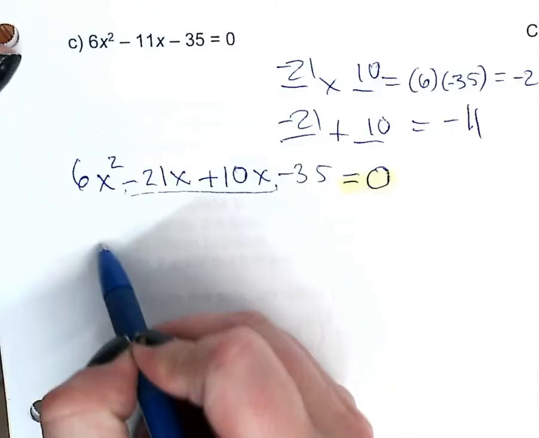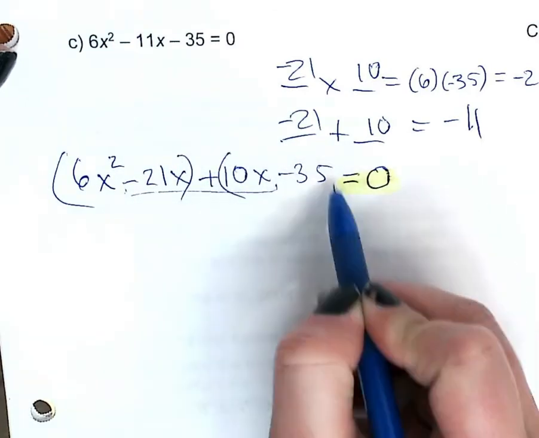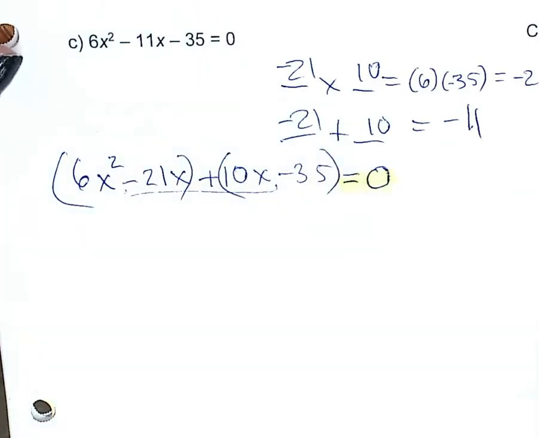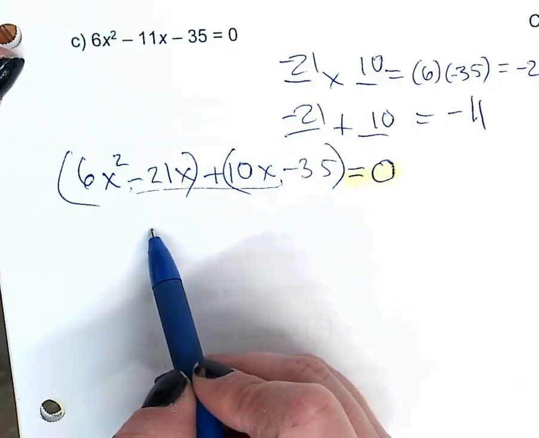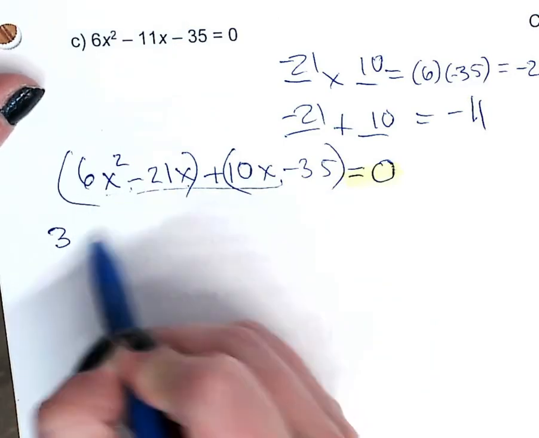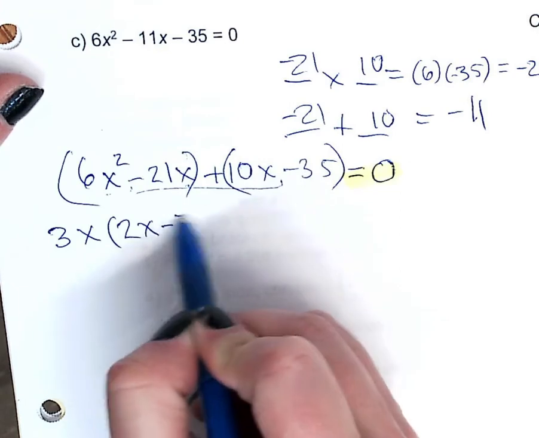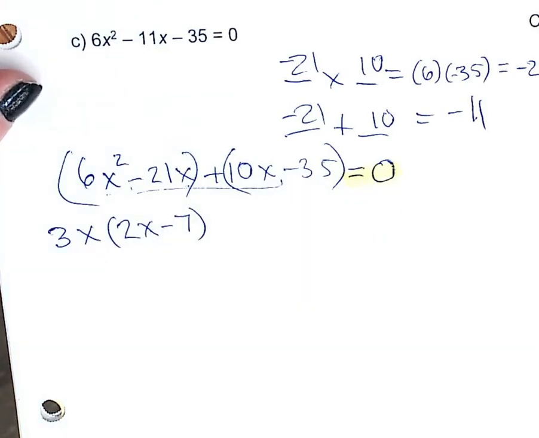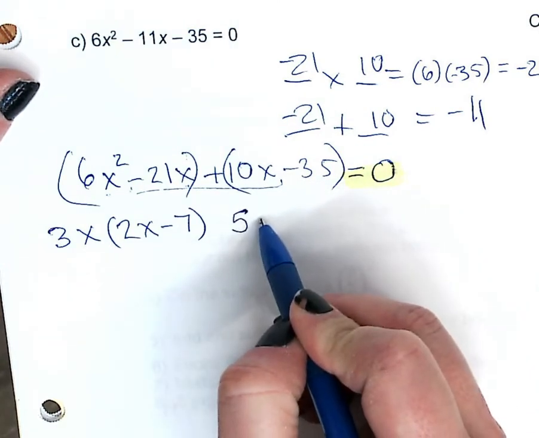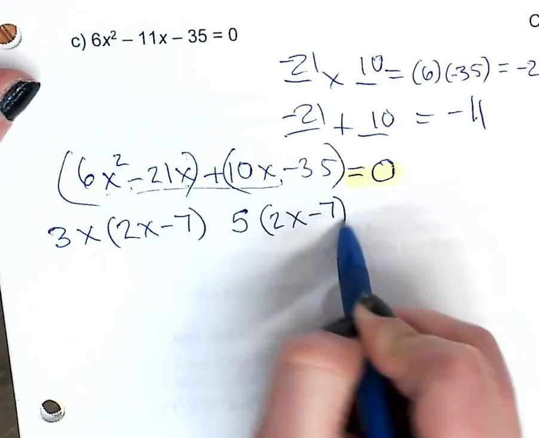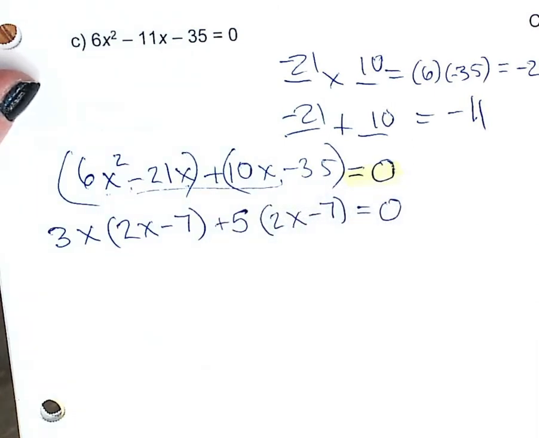Okay. So then we're going to put brackets around the first two and brackets around the second two. And we ask, do 6 and 21 have anything in common? Just 3. So take out a 3 and an x, and we're left with 2x, take away 7 in the first bracket. So we're factoring out the greatest common factor in each bracket. In the second bracket, we're going to take out 5, and that's the only thing they have in common. So we're left with 2x, take away 7, equal to 0. Don't forget your equal 0, otherwise it's not an equation anymore.